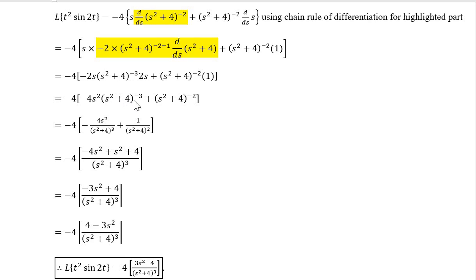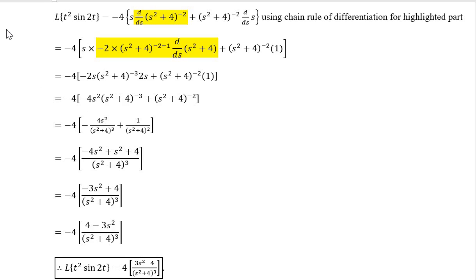So, taking s square plus 4 raised to minus 3 in the denominator and s square plus 4 raised to minus 2 in the denominator, we get these terms. So, cross multiplying and further simplification will give minus 4 into 4 minus 3s square upon s square plus 4 raised to 3. So, multiplying by minus sign to the numerator gives Laplace of t square sin 2t is equal to 4 into 3s square minus 4 upon s square plus 4 raised to 3.